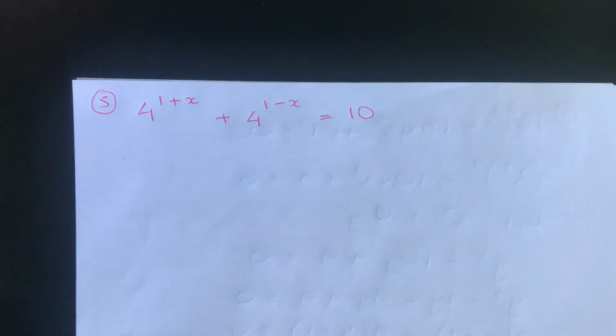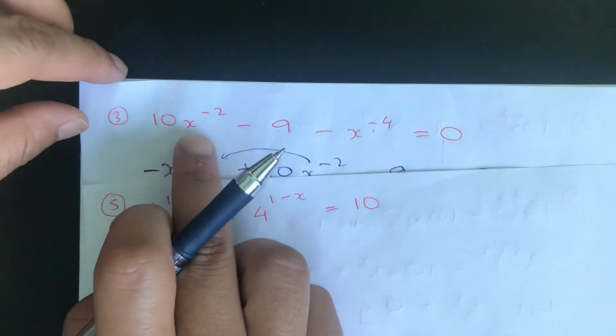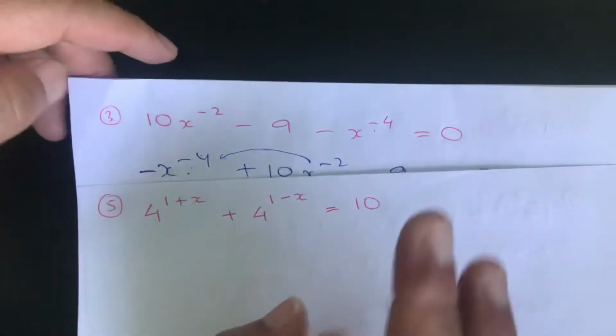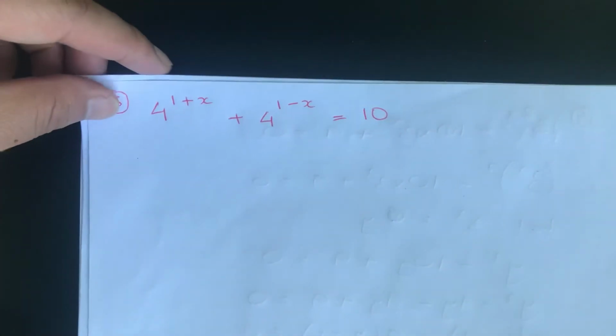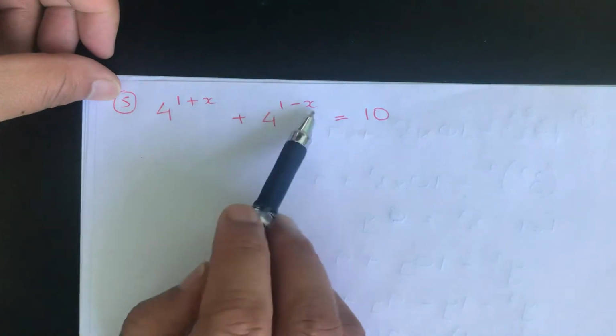Now let's do a little bit different question. Till now, the questions that we had were single powers, like x to the power of minus 2, x to the power of 4, or x to the power of 2 by 3, all that stuff. But now we have a question where we have double powers, like something plus something, something minus something.